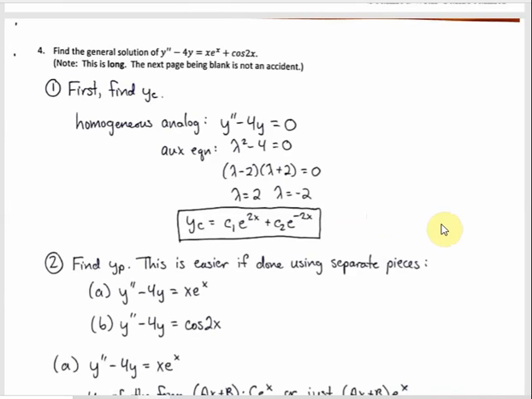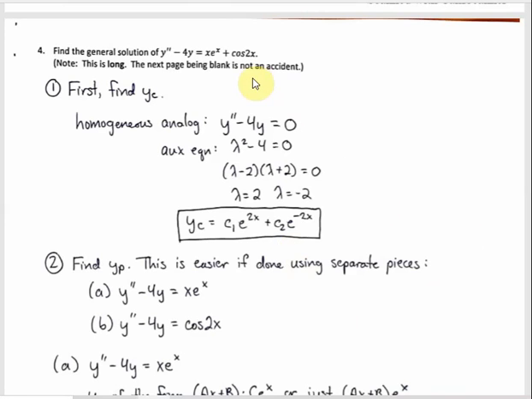To get the particular solution, this one is much easier if it's done in separate pieces. If you try to do that whole right side all at once, it's doable, but it's really long. And that's really long in a relative sense compared to this thing that's 2 pages long. It's long, all right? So we're just not going to go down that road. We're going to do them separately.